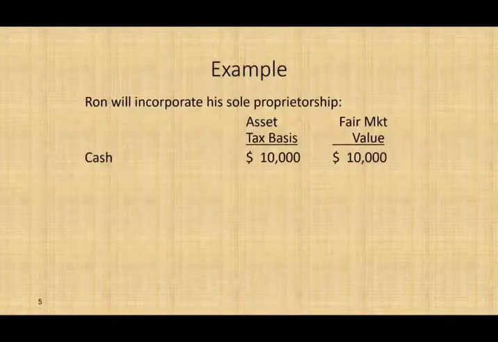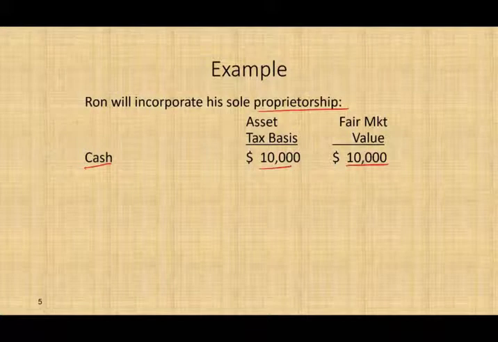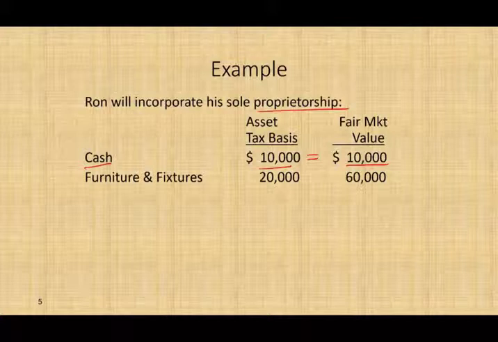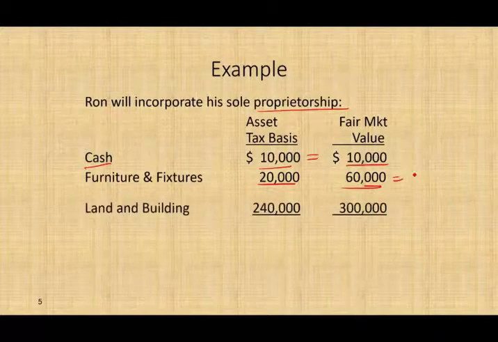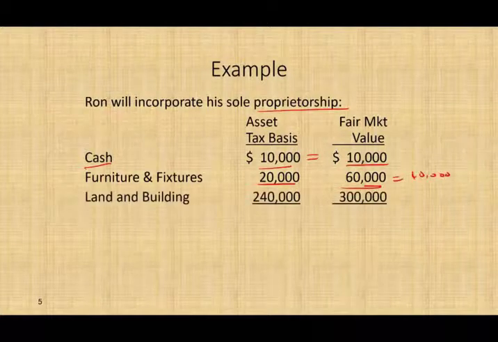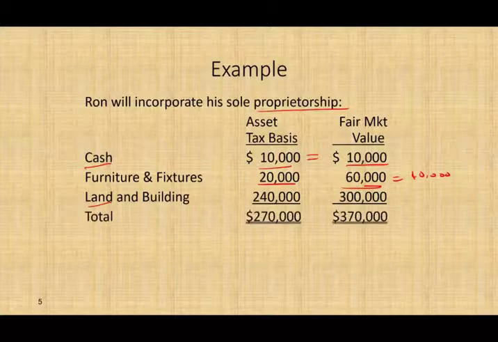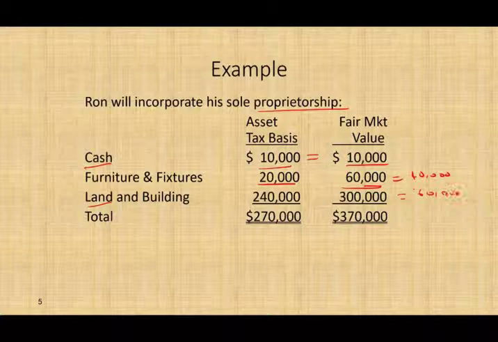Let's assume Ron incorporates his sole proprietorship. He contributed cash. The basis is 10,000 and the fair market value is 10,000. And this is very important to understand: $10,000 cash equals $10,000 cash. Now, Ron also contributed furniture and fixtures, a basis of 20,000, with a fair market value of 60,000. Here, technically, you have a gain of 40,000. Also, Ron contributed land and building, basis of 240,000, fair market value of 300,000, which is a gain of 60,000. So all in all, we have a gain of 100,000.